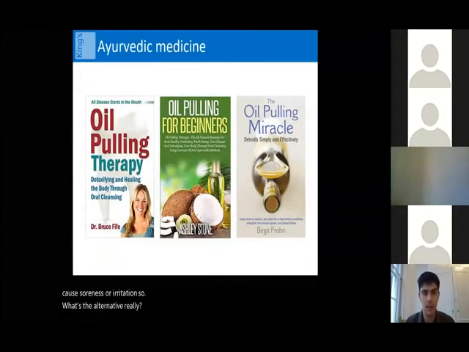And I think that's why, obviously, we're all here today. A traditional remedy, which originated from India, involves swirling oil around your mouth and then spitting it out. This is known as oil pulling.